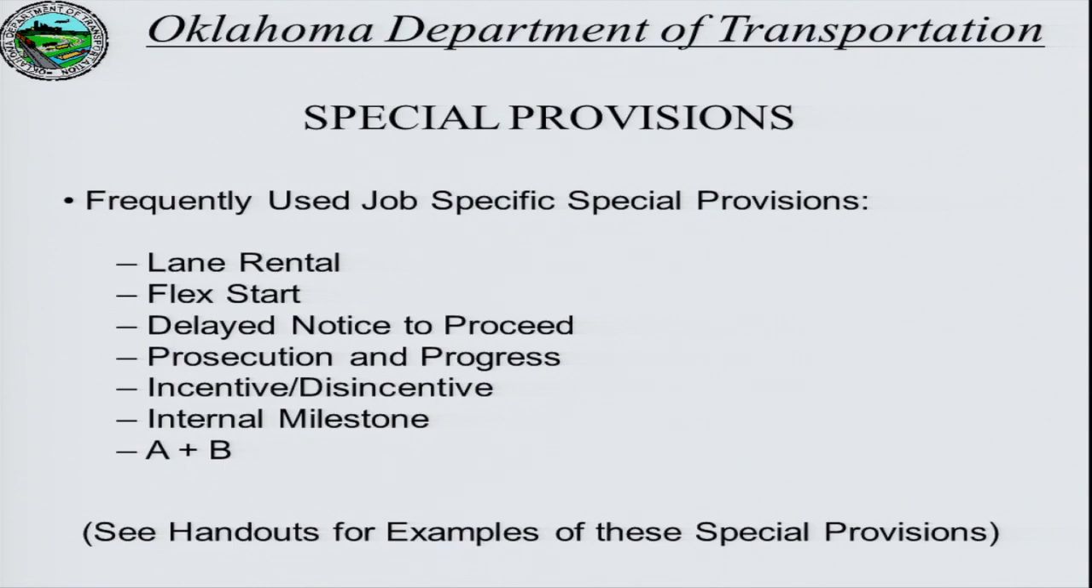The A plus B special provision is kind of a combination of the two, a combination of the incentive disincentive and the internal milestone. With an A plus B provision, everybody's looking at this? Great. That first line where it says contract time allotted for this project is 240 calendar days. That is the overall time associated with this project. From beginning to end, the contractor has 240 days to complete this work.